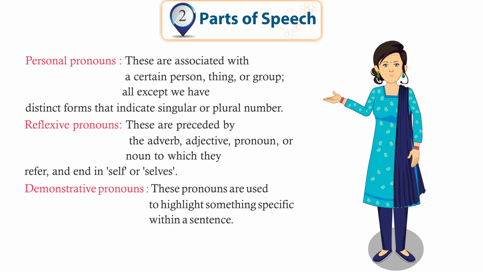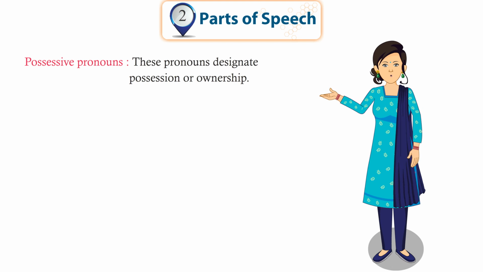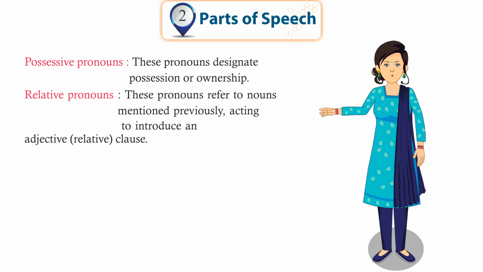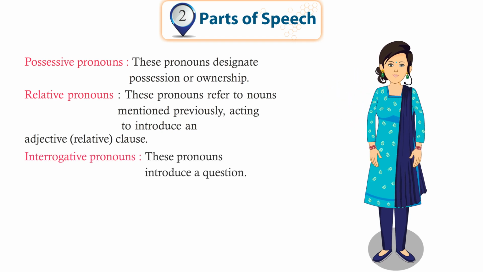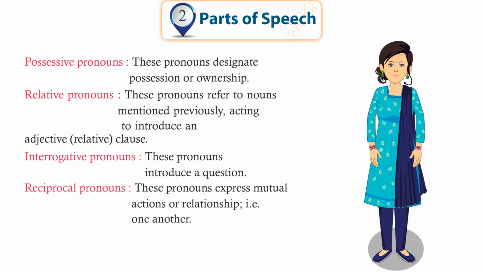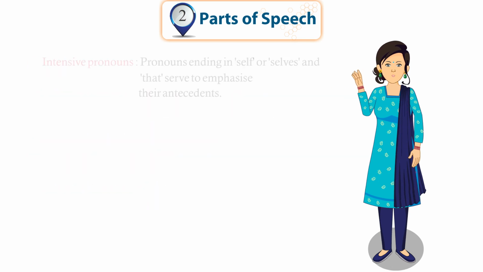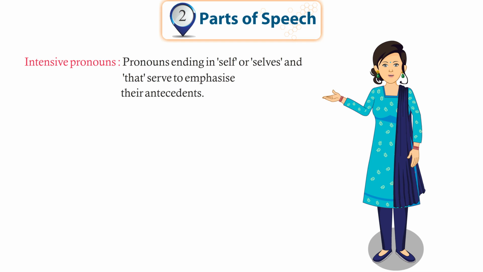Demonstrative pronouns. These pronouns are used to highlight something specific within a sentence. Possessive pronouns. These pronouns designate possession or ownership. Relative pronouns. These pronouns refer to nouns mentioned previously, acting to introduce an adjective relative clause. Interrogative pronouns. These pronouns introduce a question. Reciprocal pronouns. These pronouns express mutual actions or relationship, that is, one another. Intensive pronouns. Pronouns ending in self or selves that serve to emphasize their antecedents.